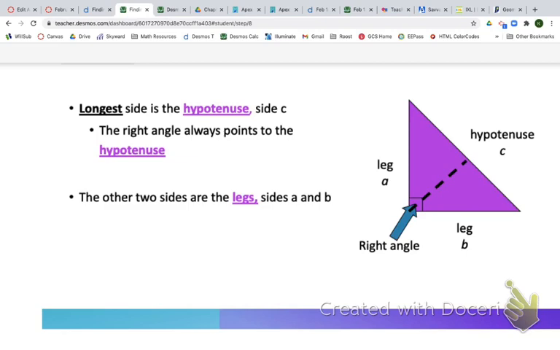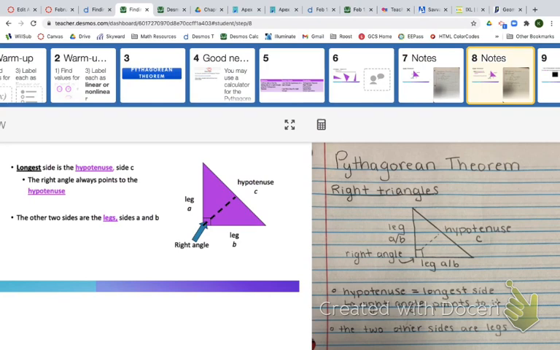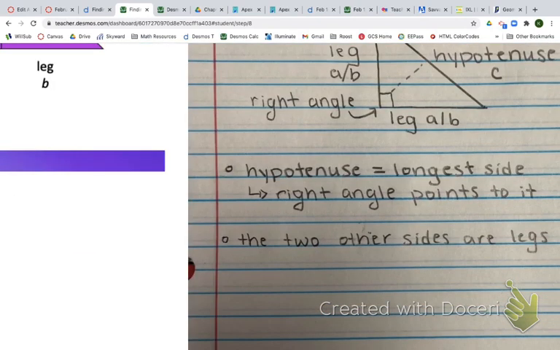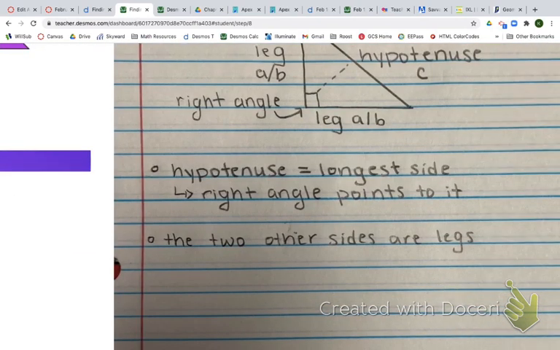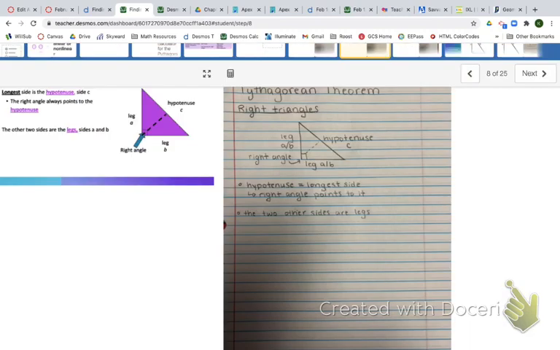If you look at your notes, this is how we put it in our notes. We wrote hypotenuse equals the longest side, and the right angle points to it. And then the other two sides are called legs. So go ahead, make sure you have that down. Go ahead and pause the video if you need more time to copy it down.